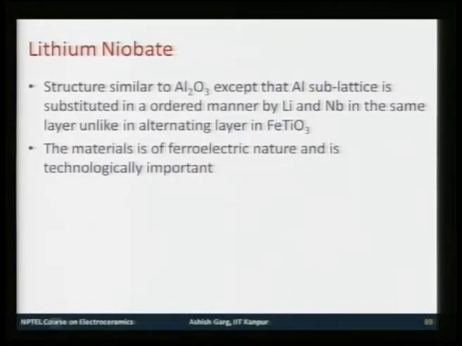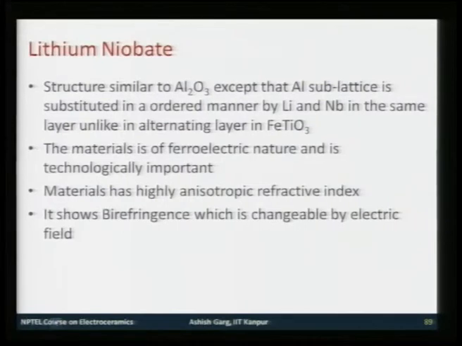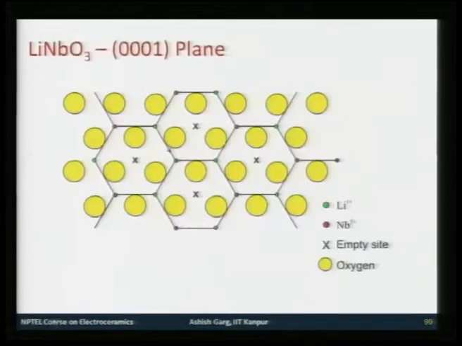So, this material, as I said, is ferroelectric in nature, which makes it important from the point of view of technology. This also has a highly anisotropic refractive index, where anisotropic means it is direction dependent. So, it is high in one particular direction, low in another direction, and it also shows birefringence, which can be changed by application of an electric field. So, these properties make this material important from the point of view of device applications, and it is used in electro-optic devices quite commonly.